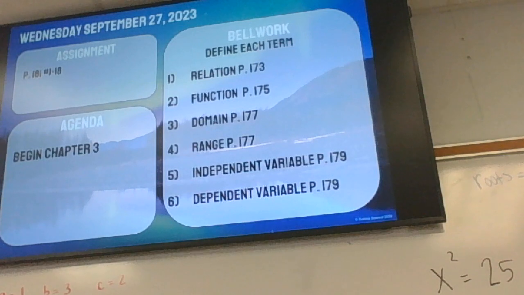All right, what did you guys put for domain? What does it say for domain? Possible independent? What kind of value? Input. Okay. I'm gonna add to that. I'm gonna go ahead and tell you guys that typically it's a list of X values. You guys remember that from last year? Yes. That your domain is usually X's.